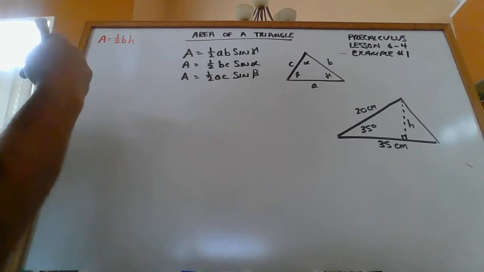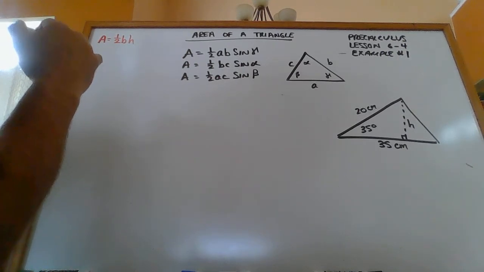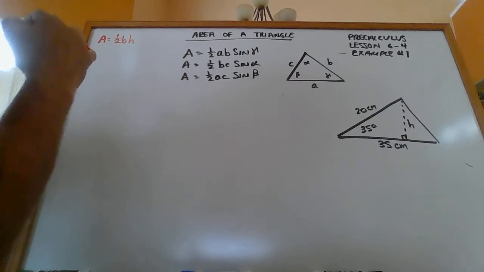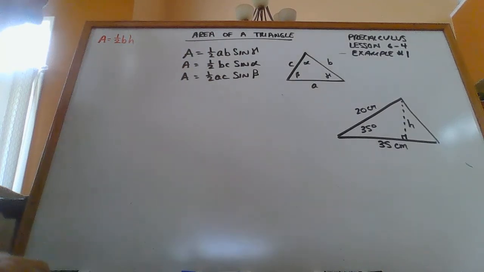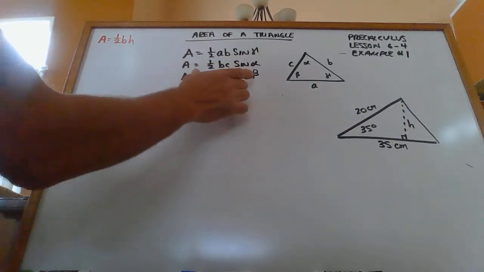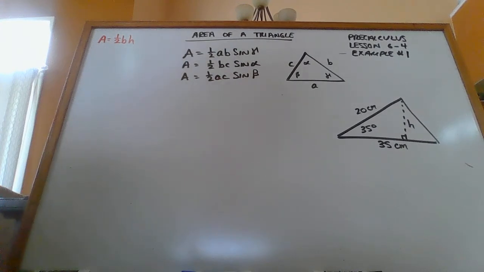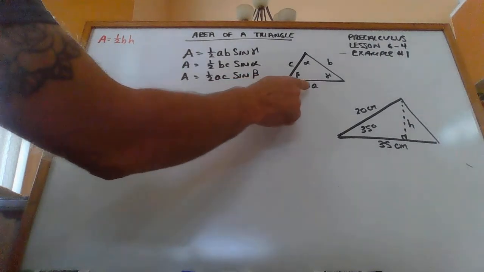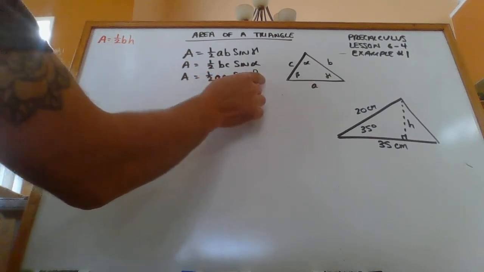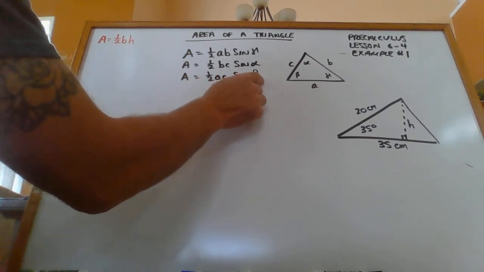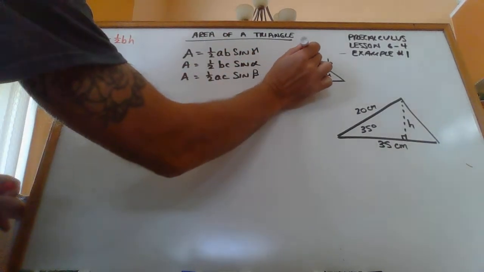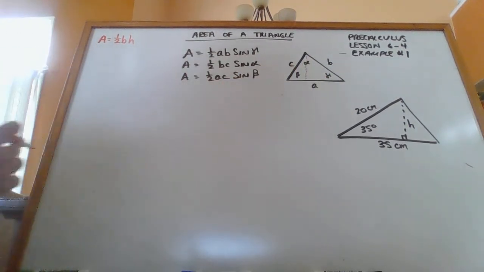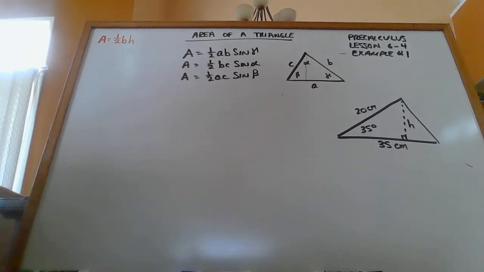But the area is equal to half of a times b times the sine of gamma, or it's half b times c times the sine of alpha, or it's half of a times c times the sine of beta. Now, this formula is actually exactly the same thing as this, because if you look at this situation, a is the base, so you've got half the base, and it just so happens that c times the sine of beta actually will give you the height of this triangle right there. Okay, so it's really the same formula as this.